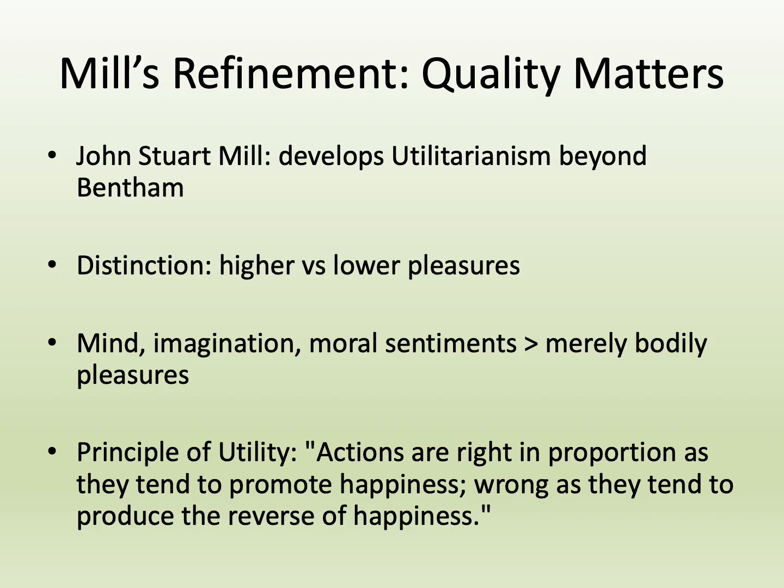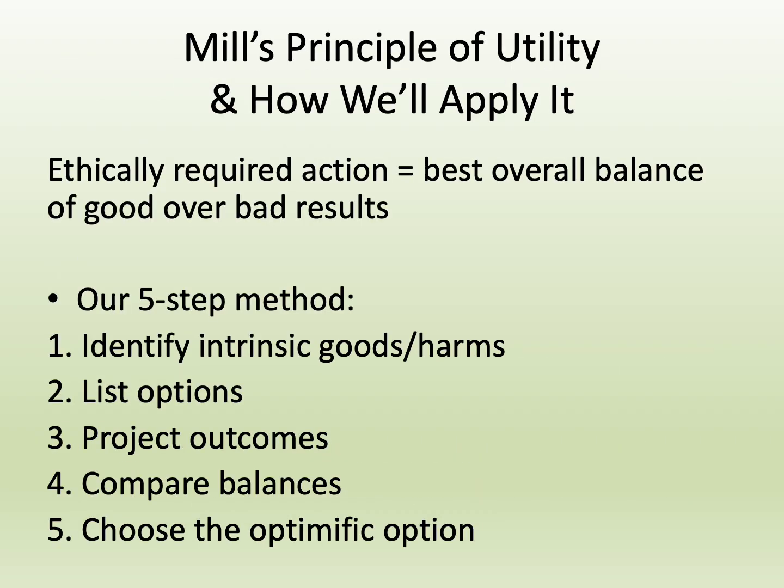Mill's main moral rule is his principle of utility, and this is epitomized by this statement that he made. Actions are right in proportion as they tend to promote happiness, wrong as they tend to produce the reverse of happiness. So now we know Mill's principle of utility, we'll take a look at how we're going to apply it. Here we have a 5-step method that we will use for Mill's approach. This method is not one that was created by Mill. It's actually from Russ Shafer-Landau's book, The Fundamentals of Ethics, but it's aligned with Mill's approach, and it is a great way for us to apply Mill's approach to fact patterns in a systematic way.